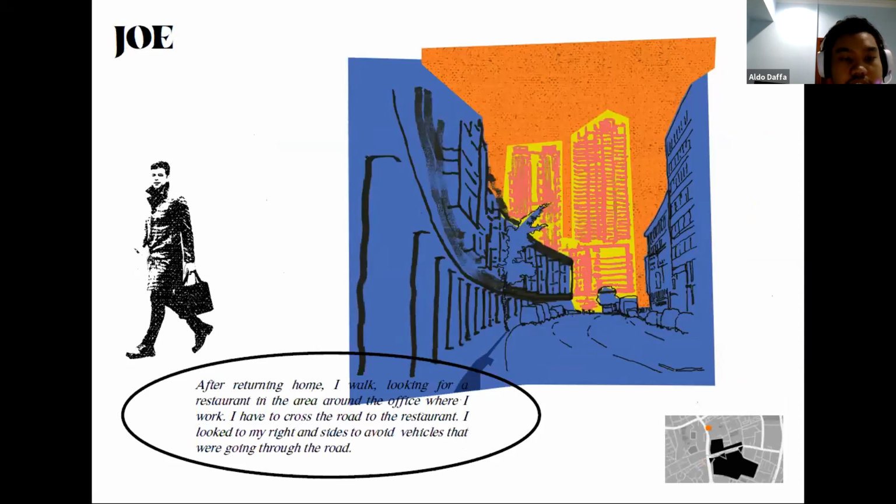Next. And this is Joe. Joe is a co-worker in an office near the Barbican location. In that situation, he wants to find some food after he does some work at his office. He walks on, and he found that his point of view was like this view, this is the picture.